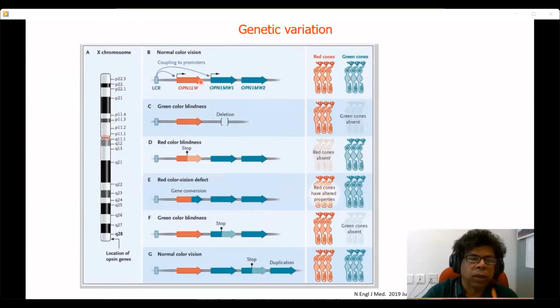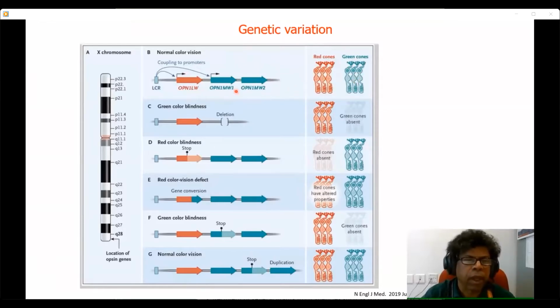So this is the opsin gene here. It has different regions within the gene promoter. The LCR is nothing but the locus control region. This is the DNA sequence here, and it has the opsin LW, which is depicted in red, and MW1 and MW2 in green. If the red gene expresses, you will see the red cones present. If the green colored genes are expressed, you will see the green cones present in the eyes of these particular people.